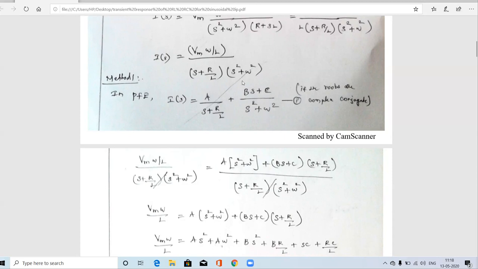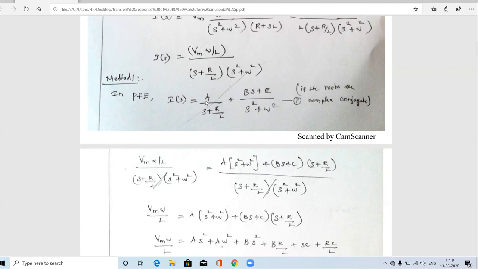But here the roots of this second order equation are complex conjugate. That's why we have to write this term as (Bs plus C) divided by the total function s squared plus omega squared. This is the Laplace transform method if the roots are complex conjugate. Here A, B, C are the partial fraction coefficients, so we have to calculate the values of A, B, and C.